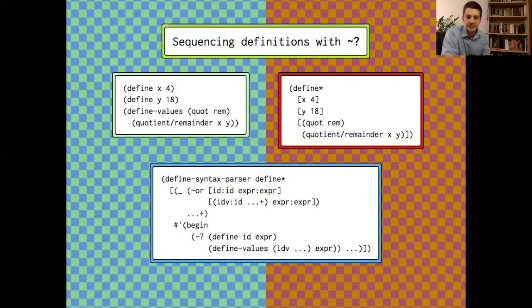If we're in the first case of the pattern, and both ID and expression are defined, then we'll do a simple define. And if one of those attributes isn't bound, we must be in the other case. So give me a define values with a few IDs and the expression. So tilde question mark at the bottom mirrors the or at the top, and this whole thing is very nicely done.